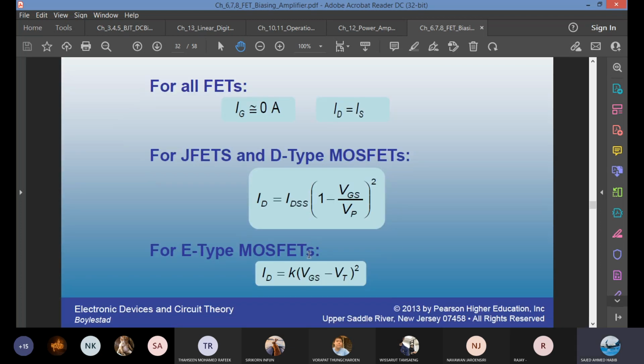Shockley equation is applied for JFET and depletion type MOSFET. For enhancement MOSFET, there is another equation. For this one, you can skip it.